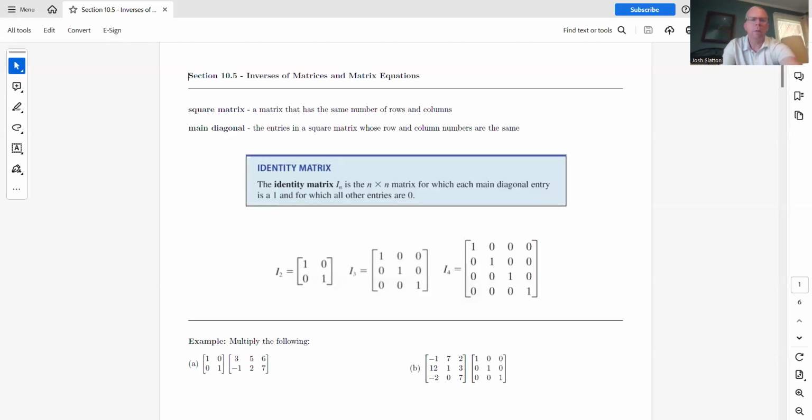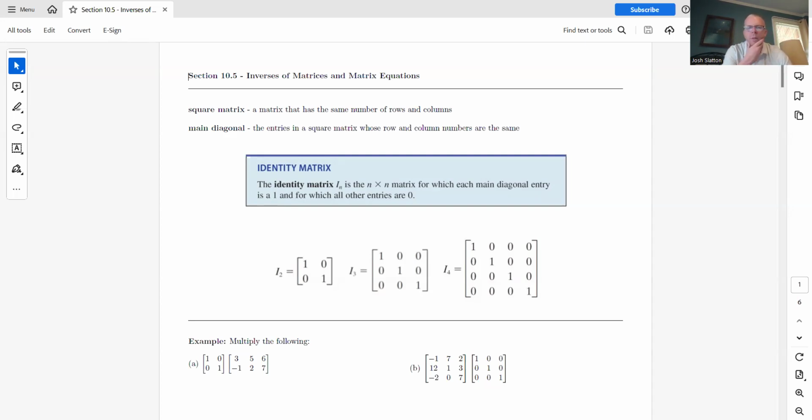All right, so section 10.5, we're going to talk about inverses of matrices and matrix equations. And so when we talk about inverse matrices, we're talking about multiplication. We're not talking about subtraction, but we'll get into that as we go along.